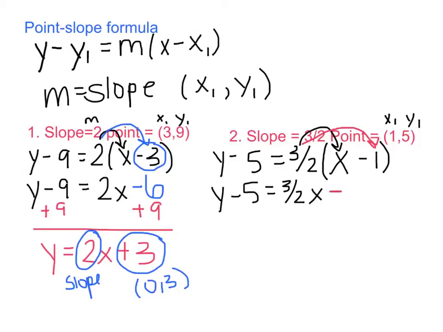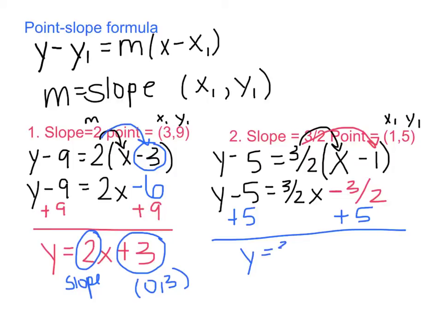So minus 3/2. Now we want to combine like terms, so plus 5, y equals 3/2 x. Negative 3/2 is a negative 1.5. So if you took that and you add a positive 5, you should get a positive 3.5. So our y-intercept is going to be (0, 3.5). And our slope is 3/2. I forgot the x there.